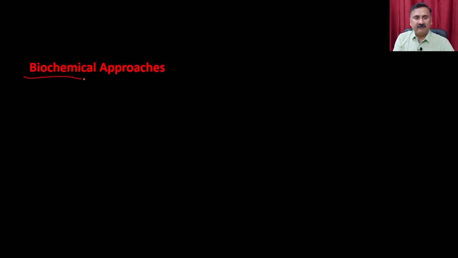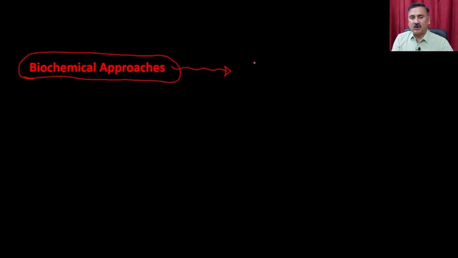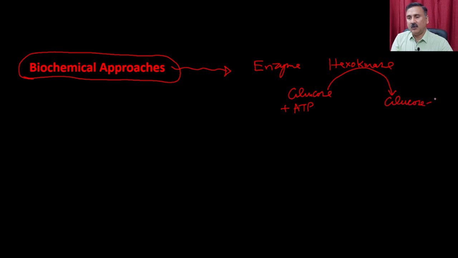Now, how can we have the different types of biochemical approach? It depends on the enzyme. So imagine that we have an enzyme, for example, hexokinase. What is the activity of hexokinase? Hexokinase takes glucose plus ATP and forms glucose 6-phosphate, which means it is taking one of the phosphates from the ATP and transferring that onto the glucose, forming glucose 6-phosphate.